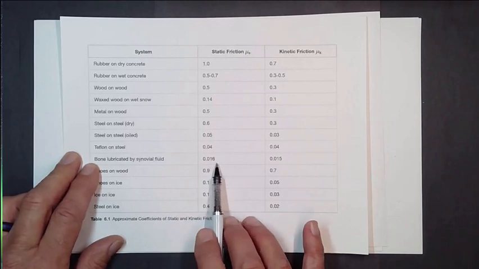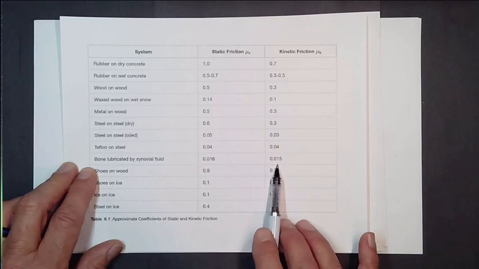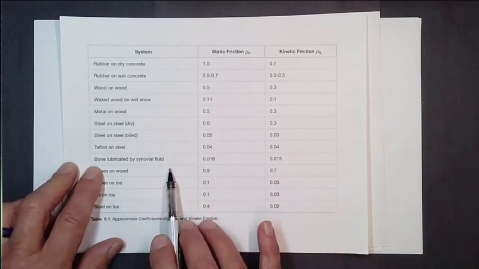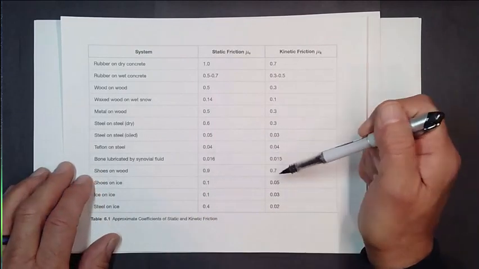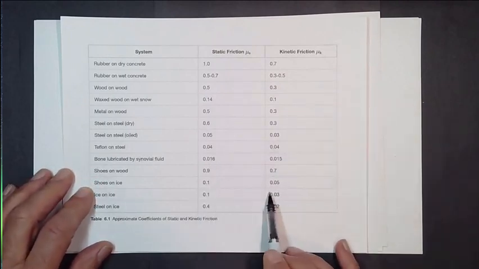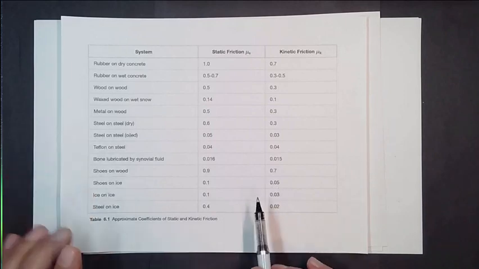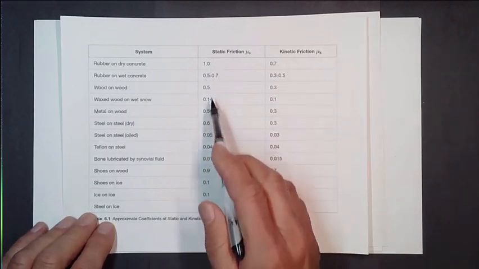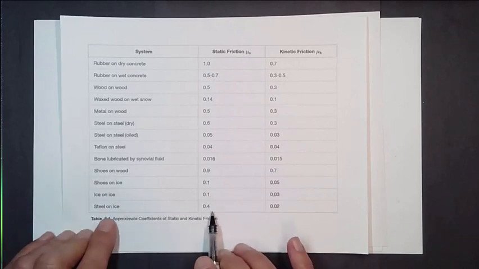Bones lubricated by synovial fluid. Okay, 0.016, that's quite low, and kinetic friction is quite low. You don't want a lot of friction in your joints when you're moving, so you'd like to have that. Shoes on wood, things like that. Shoes on ice, pretty low coefficient of friction. Once you start sliding, it's even lower. Typically, the kinetic friction coefficients are lower than the static friction coefficients. And I'll talk about that when we get to a problem.